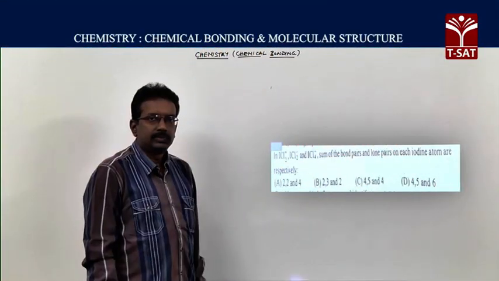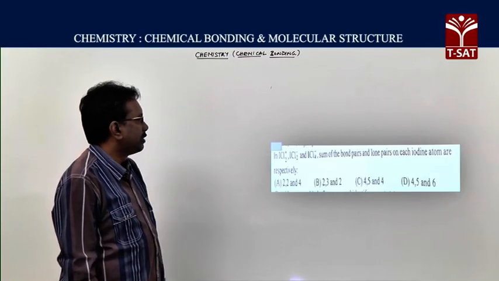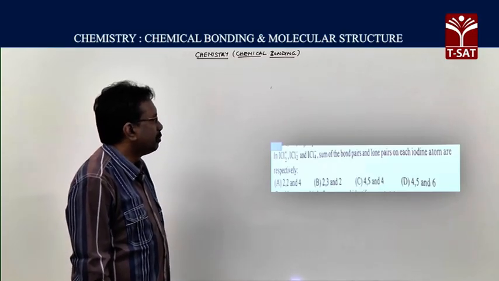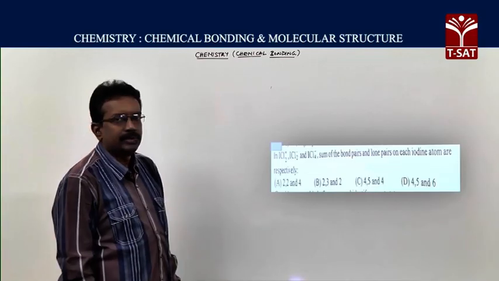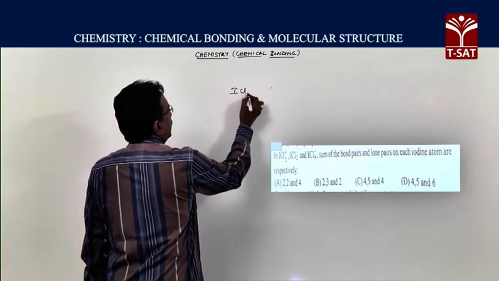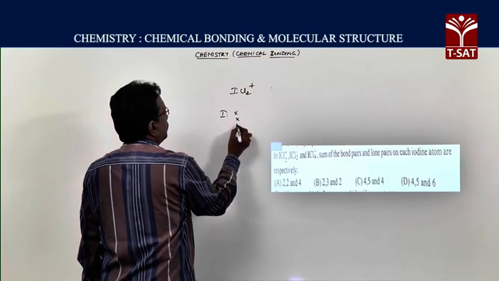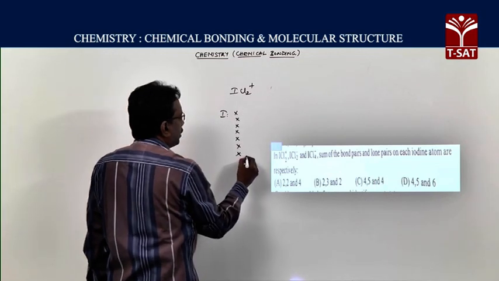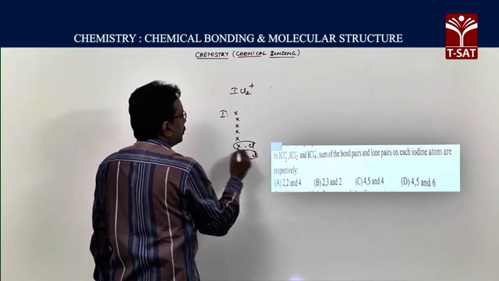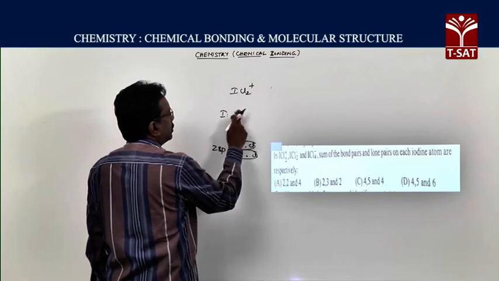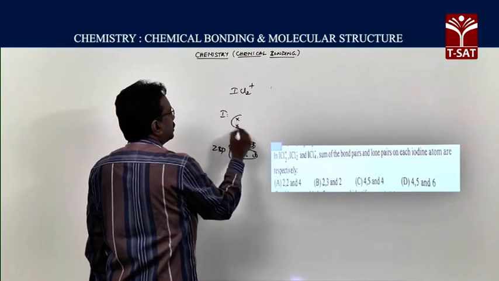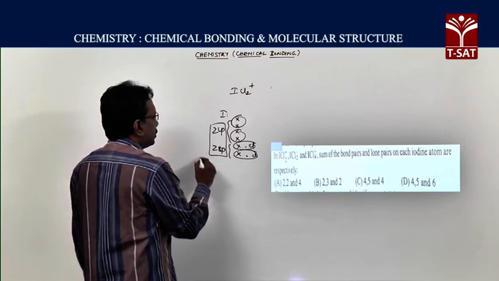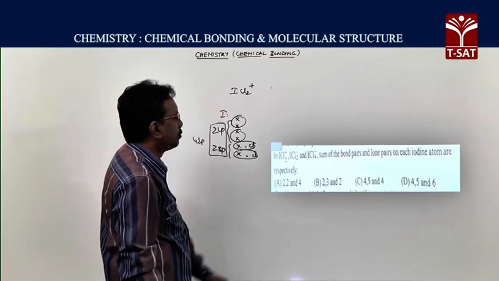Now let us move to one more question here. Three species are given: ICl2 plus, ICl2 minus and ICl4 minus. I am asking for the sum of the bond pairs and lone pairs on each iodine atom respectively. So first I am writing ICl2 plus, iodine central atom, 7 electrons are there and 2 chlorines are available, means 2 bond pairs, and 1 electron I am removing because of the positive charge. Now we have 2 lone pairs, total means 4 electron pairs in ICl2 plus.